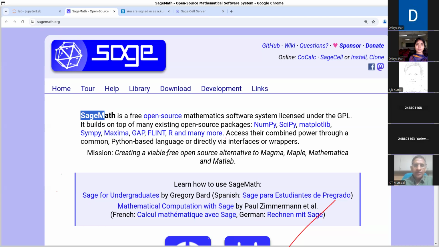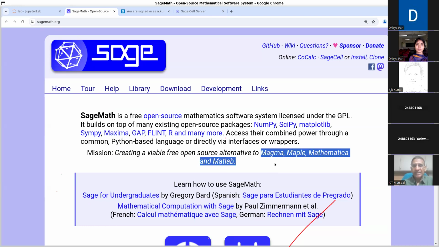So any mathematical software in which you can do all these four things, namely numerical computations, symbolic manipulations, which in mathematics is very, very important, in other sciences also, then visualization and programming, is called a computer algebra system. SageMath is one such computer algebra system, which was designed by a mathematics professor from Washington State University. His mission was to create a viable free open source alternative to Magma, Maple, Mathematica, and MATLAB.